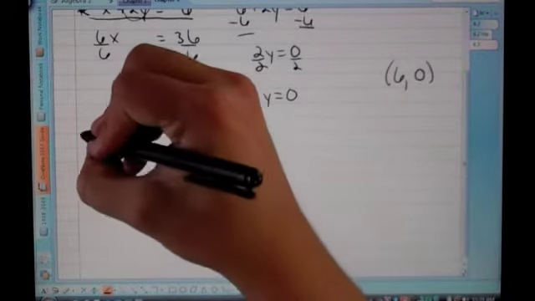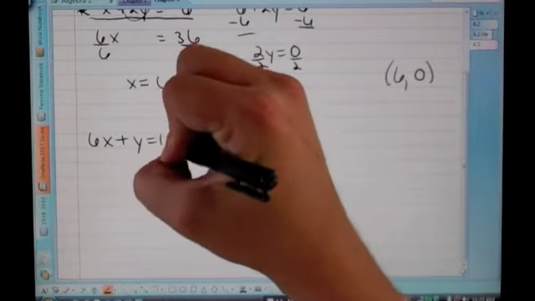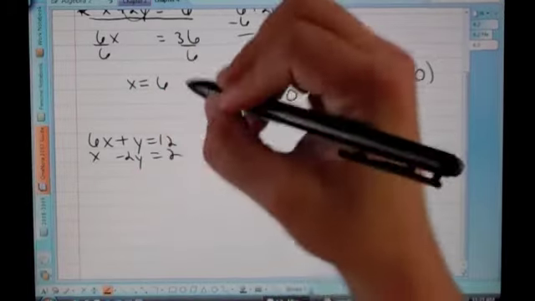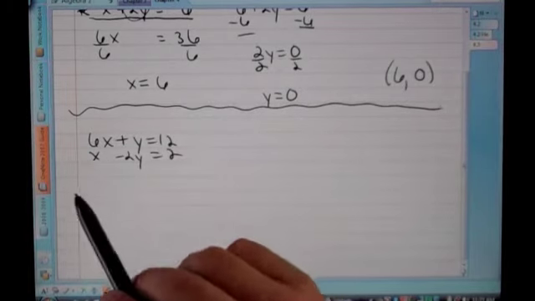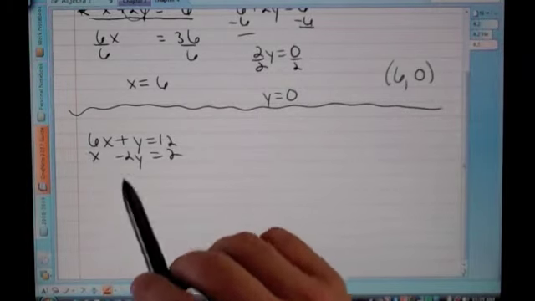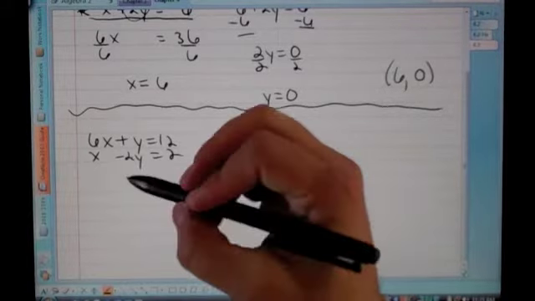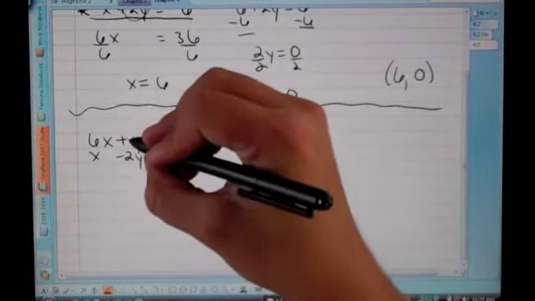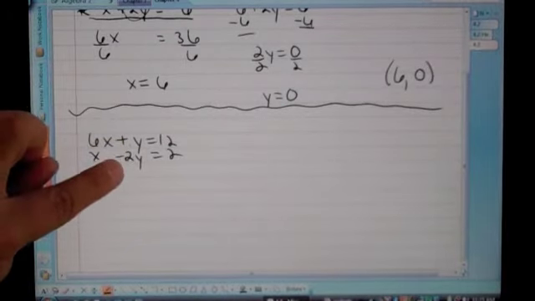So the next problem is 6x plus y equals 12, x minus 2y equals 2. Now for this problem, we don't have the same coefficient for either the x or the y. So we can't just add it down, or else that doesn't help us at all. So we have to get this y here to be positive 2y. Because if we can get this to be 2y and this to be negative 2y, which it already is, we can eliminate those.